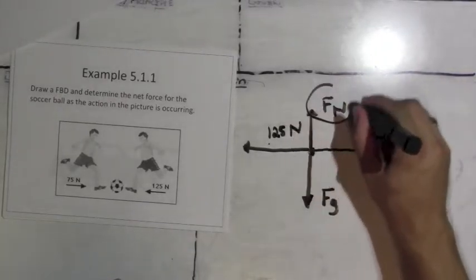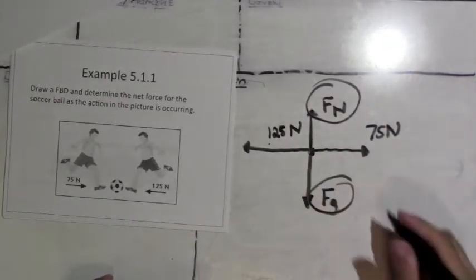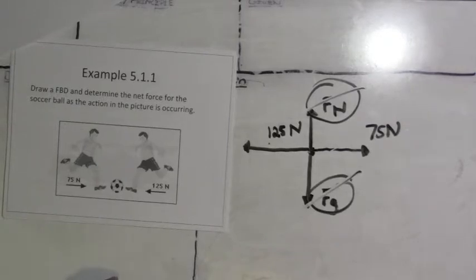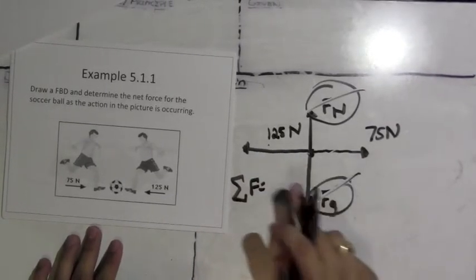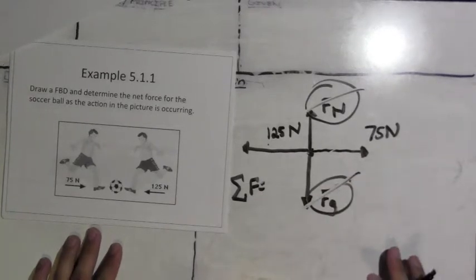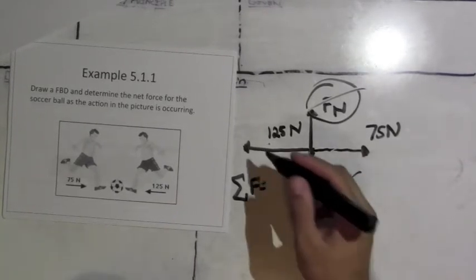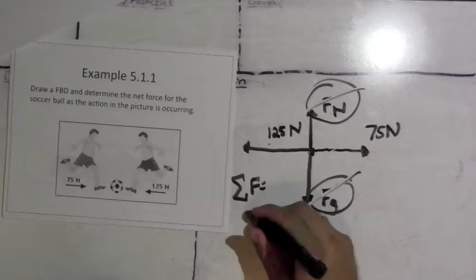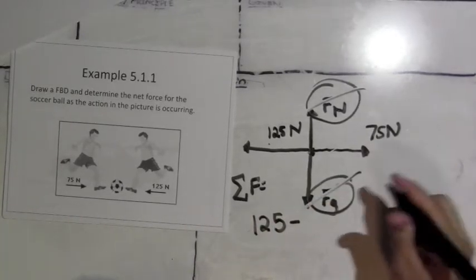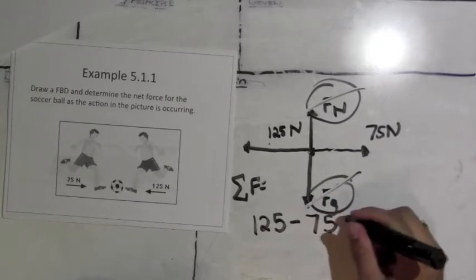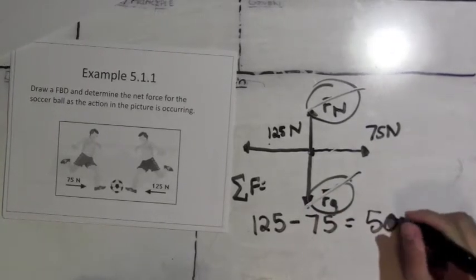This gives you a better idea of what the different forces are. We can say that the normal force and the gravitational force are equal, so they're going to cancel each other out. So when we're trying to find the sum of the forces, all we're left with is the left force and the right force. You take the larger one, which in our case is 125 newtons, and subtract 75 because it's in the opposite direction. What we end up with is 50 newtons.